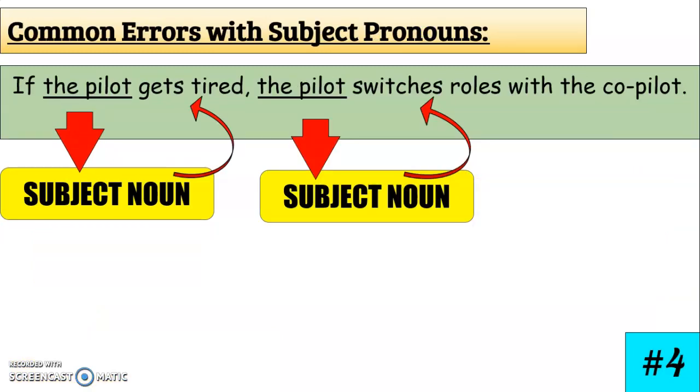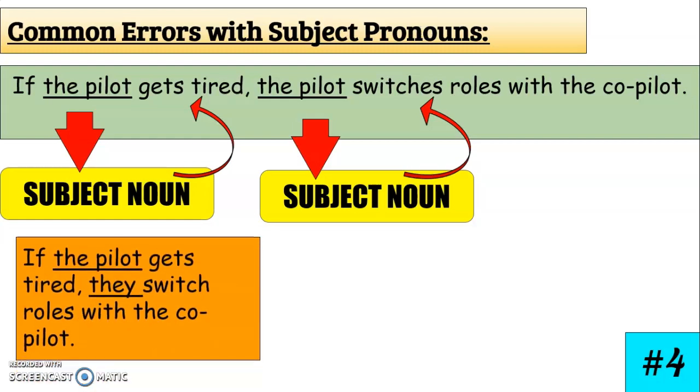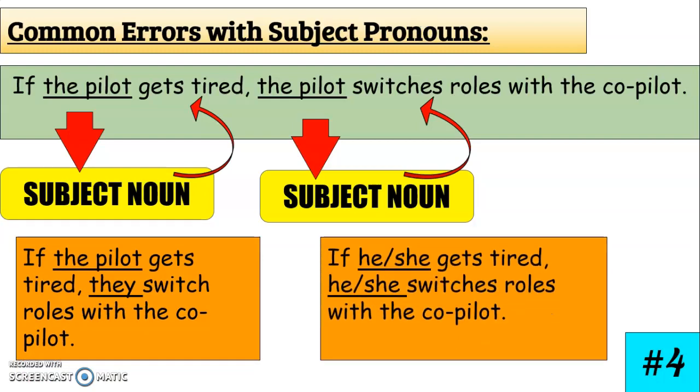How about this sentence? We make common errors with subject pronouns in these instances when we see a sentence like this. If the pilot gets tired, the pilot switches roles with the co-pilot. We have the same subject noun written in this complex sentence. How about this solution? If the pilot gets tired, they switch roles with the co-pilot. Let's take a look at the second one. If he or she gets tired, he or she switches roles with the co-pilot. Are these correct solutions? The answer is no.